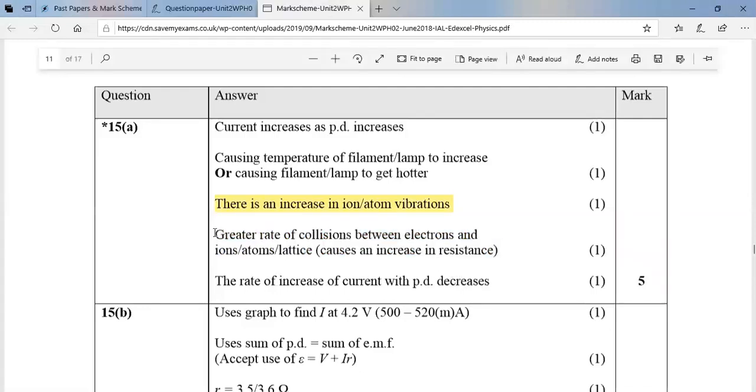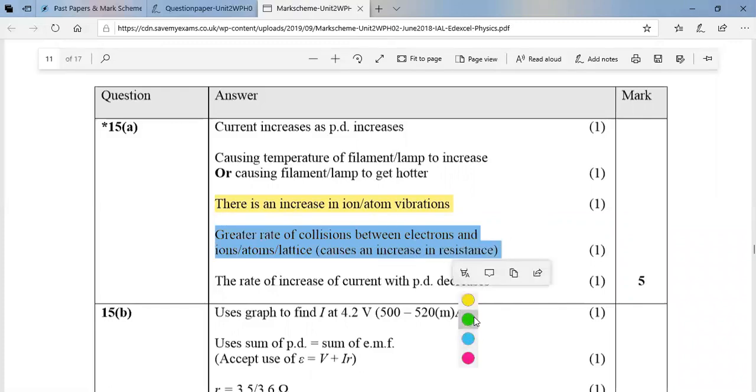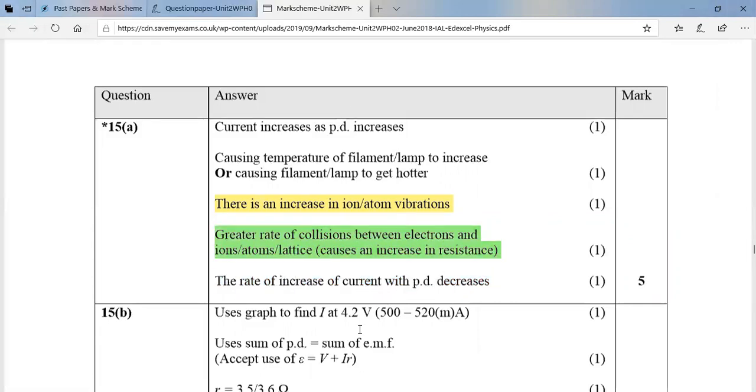Okay, this is that same band theory. In terms of the band theory, they've given this answer. The rate of increase of current with the potential difference decreases. We've also mentioned this mark. So we got 3 out of 5 because we missed out these 2 points. So you have to make sure you write these 2 points as well.